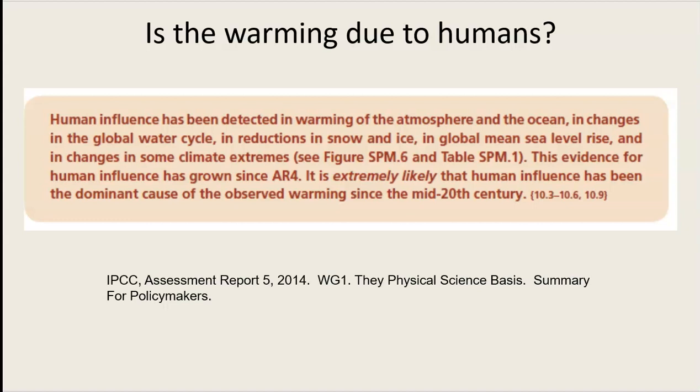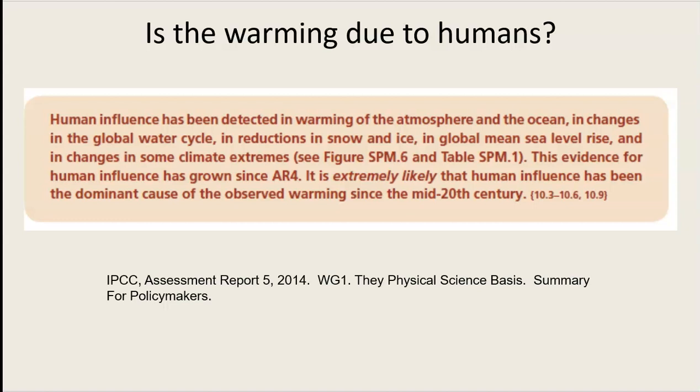This evidence for human influence has grown since the AR4, since the last assessment report of the Intergovernmental Panel on Climate Change, in other words, and it is extremely likely that human influence has been the dominant cause of the observed warming since the mid-20th century. Well, it seems stupid for me to have to read that to you, but I read it to you because this is a really important statement.